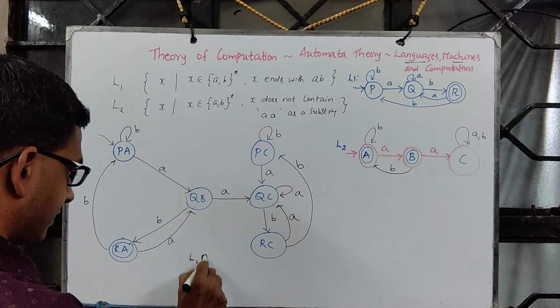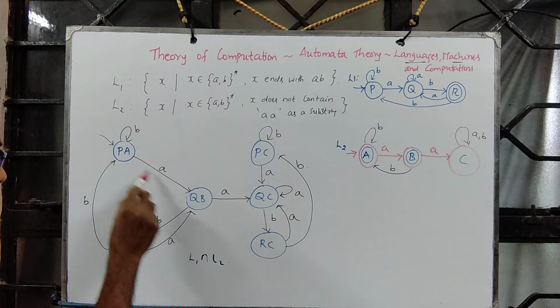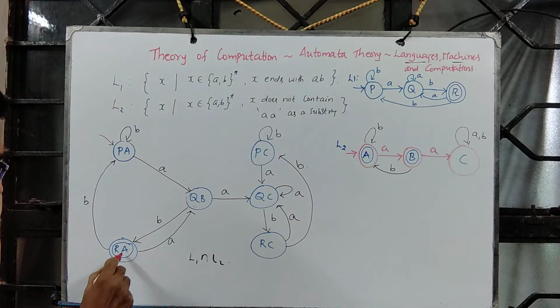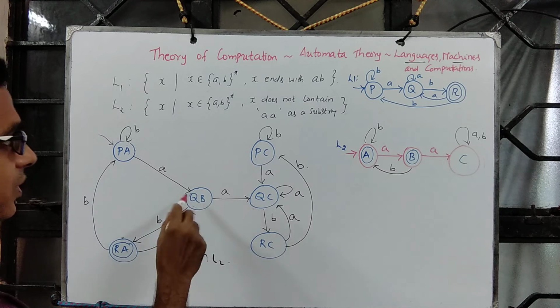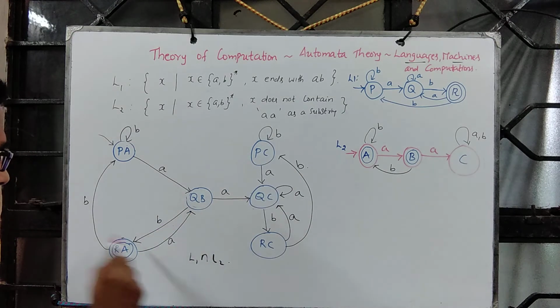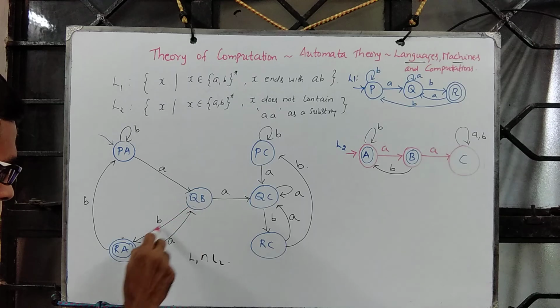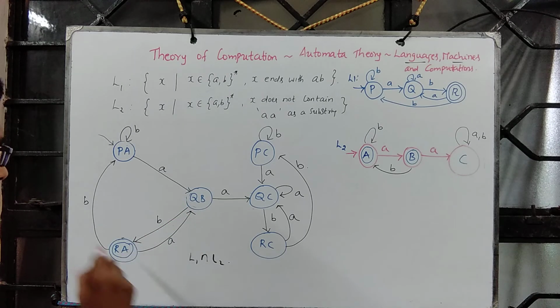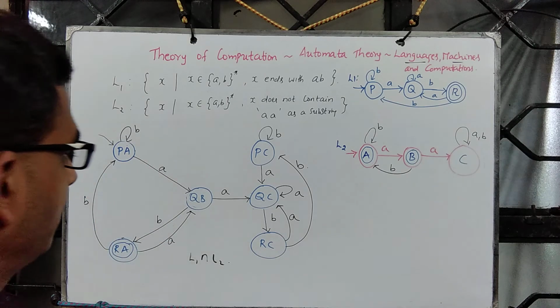So this clearly accepts L1 intersection L2. As you can see, starting from here, when we come over here, the string ends with the pattern AB and does not contain AA as a substring. After coming to this state, you want to read an A, which means you can come back with AB again, or you read a B, which means you have lost the pattern, and you have to go back and start reading AB again.